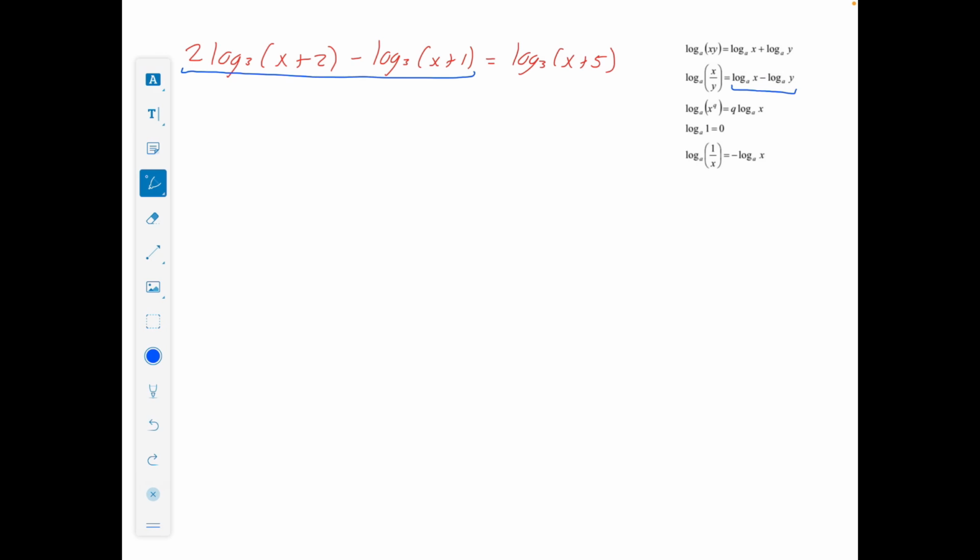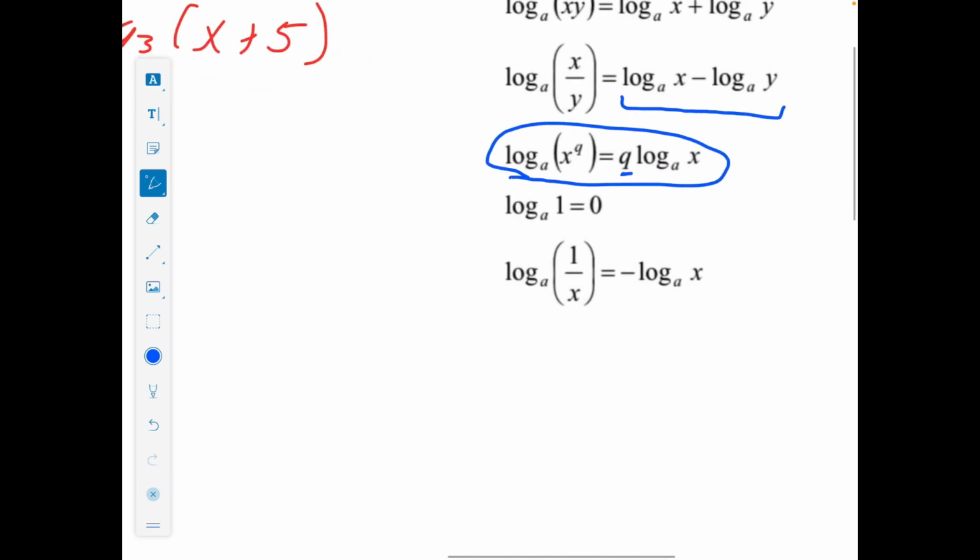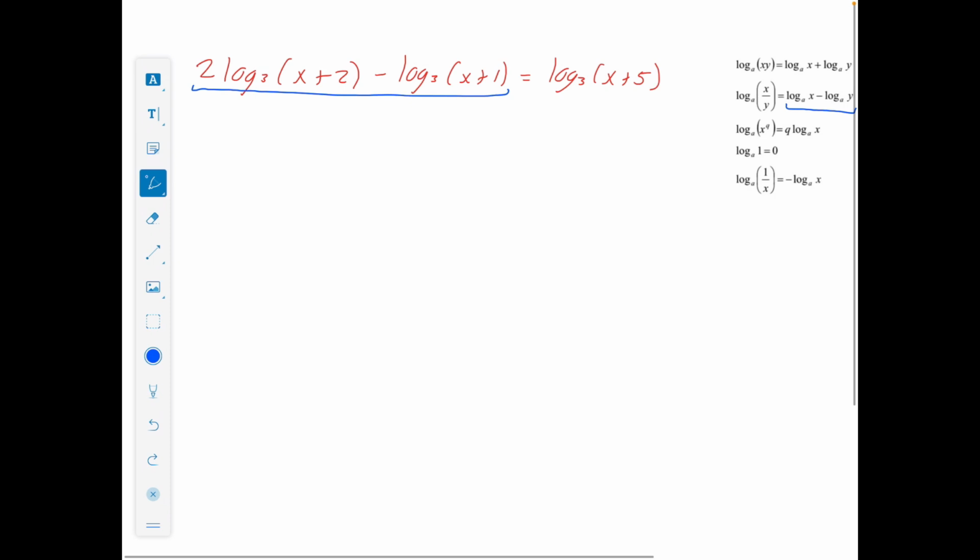Now, the only issue is there's a 1 in front of both of these logs here, but we have a 2. The rules have to match up exactly. So I need to get rid of that 2. What I can do here is use this law, which we haven't actually used yet. If there's a number in front of the log, so here there's a 2, you can move it and it can become a power. So we're going to do just that. So instead of 2 times log to base 3 of x plus 2, we're going to say that's log to base 3 of x plus 2 squared.